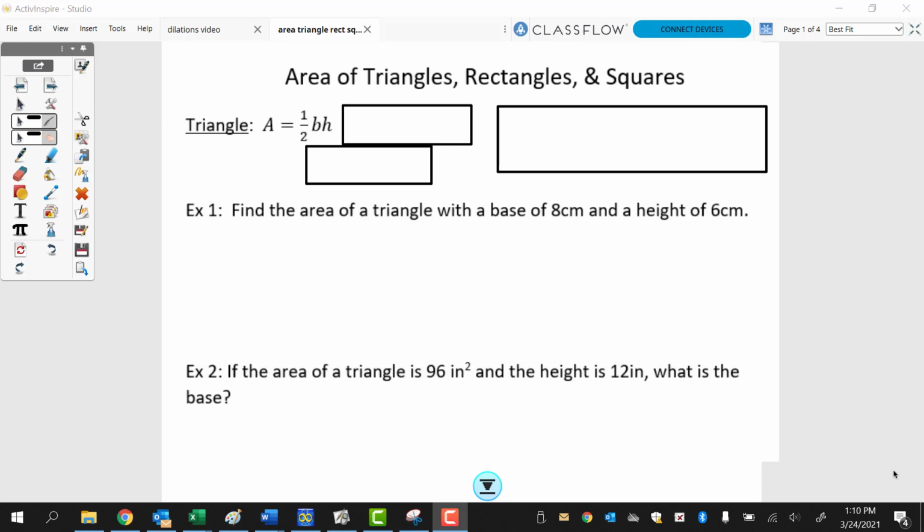Okay, so our next topic is going to be on area. Today we're going to do triangles, rectangles, and squares because those are all pretty easy. We learned those in middle school, so this should be quick and easy.